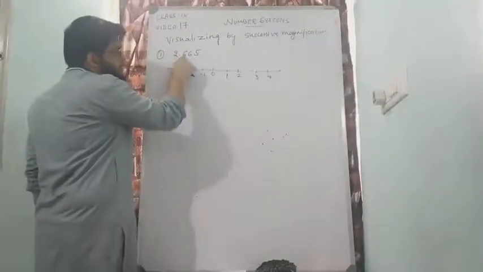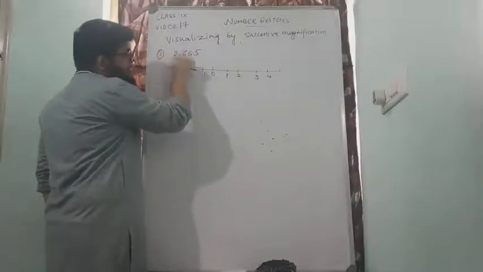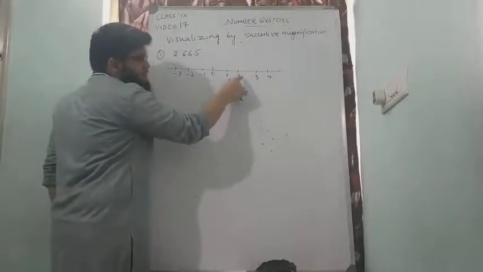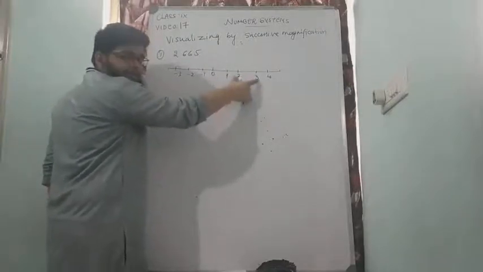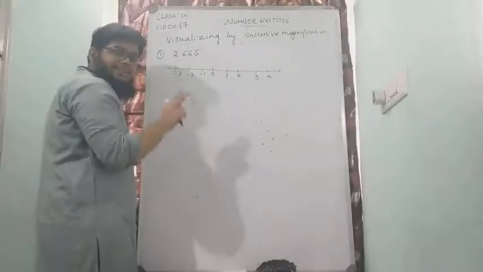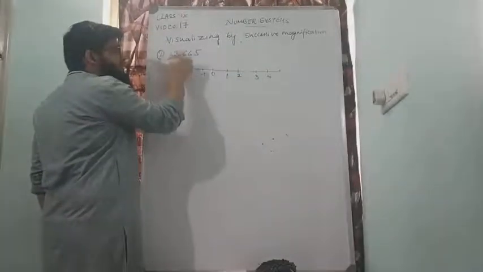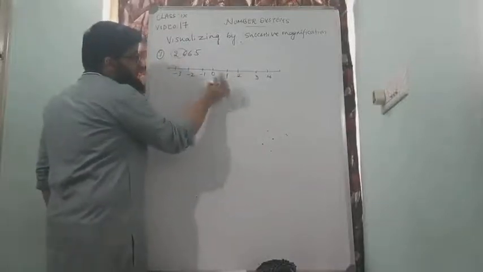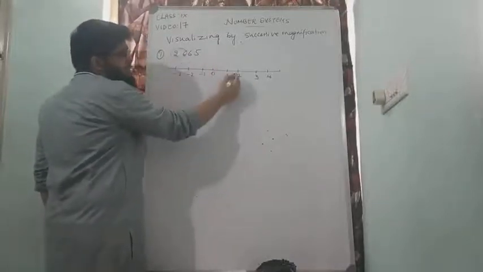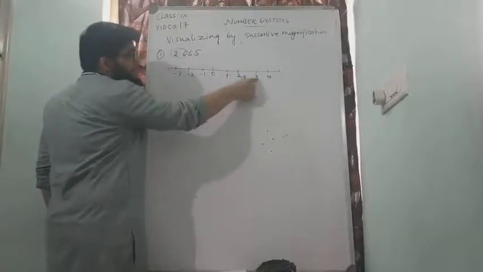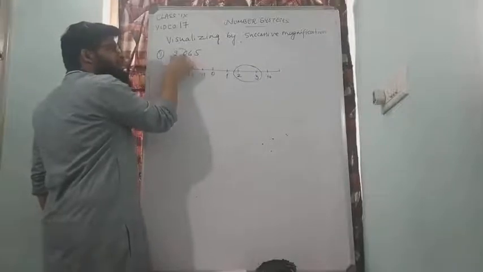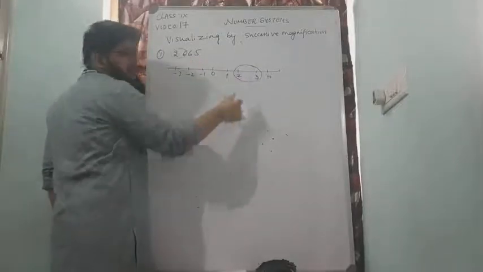Now 2.6 will come after 2, right? And it will come before 3. So 2.6 is between 2 and 3. So I should select a number. 2.6 comes between which two numbers? Definitely it will not come between 1 and 2. 2.6 will come after 2, but it will end before 3. So I should select 2 and 3. That means I go with the first two digits. 2.6 comes between 2 and 3.